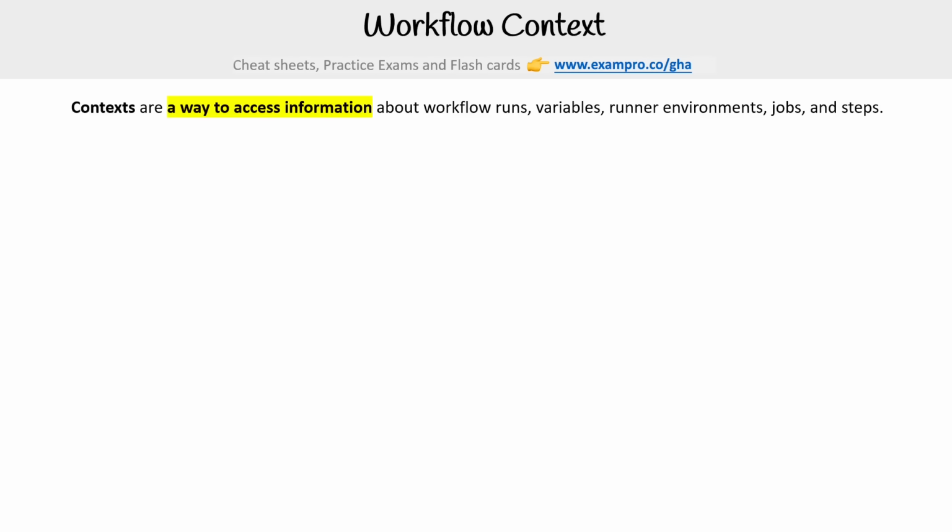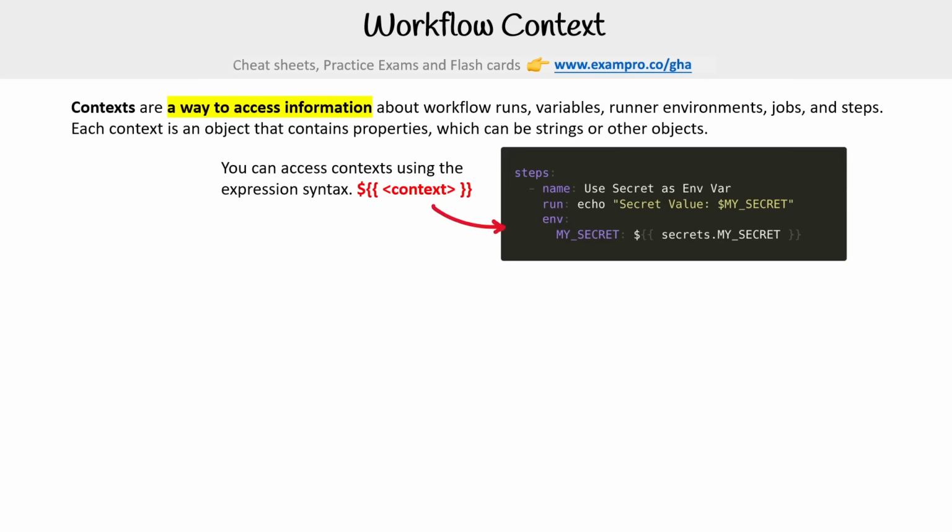We are taking a look here at workflow contexts, which are a way to access information about workflow runs, variables, runner environments, jobs, and steps. Each context is an object that contains properties, which can be strings or other objects. In this example, we have a context called secrets, and it's giving us access to our sensitive variables that we want to pass to our workflow.